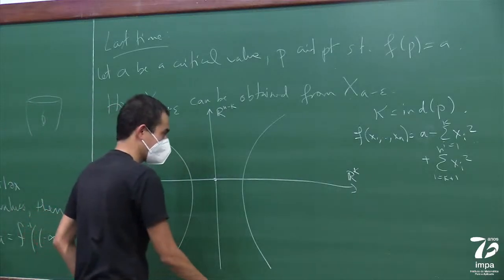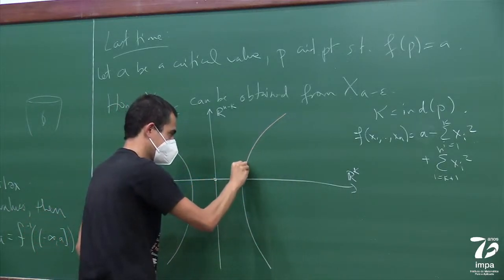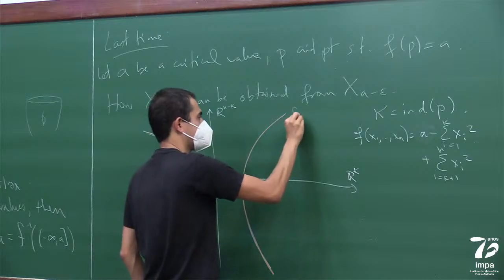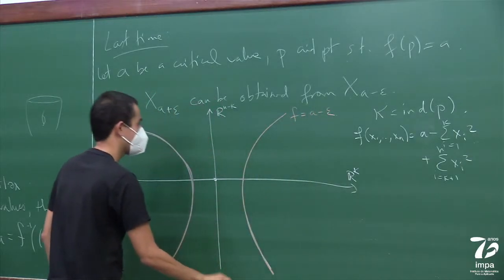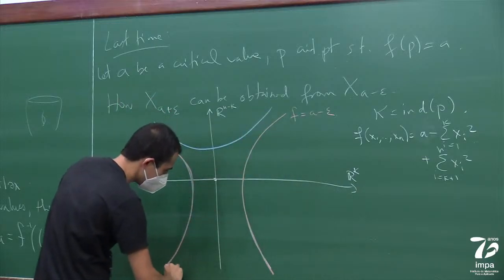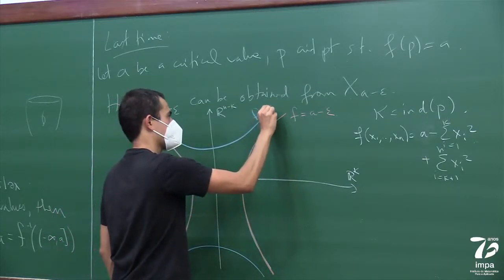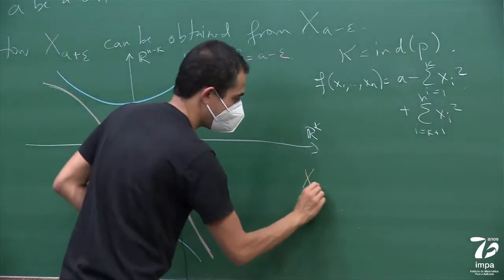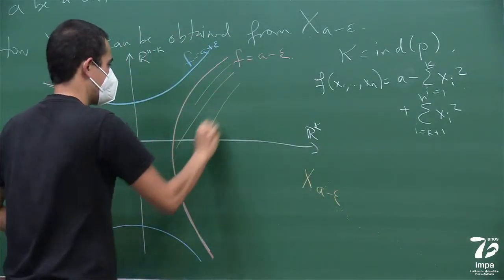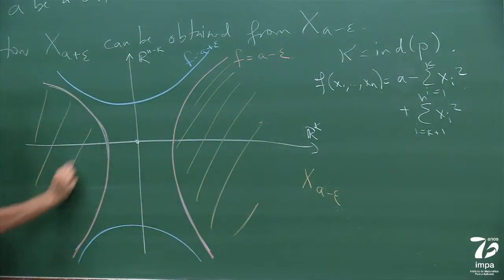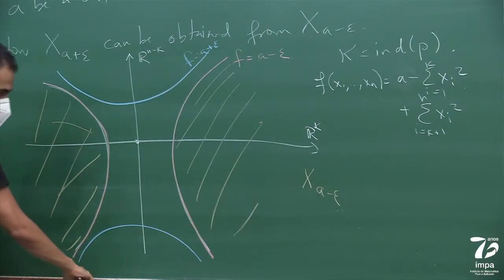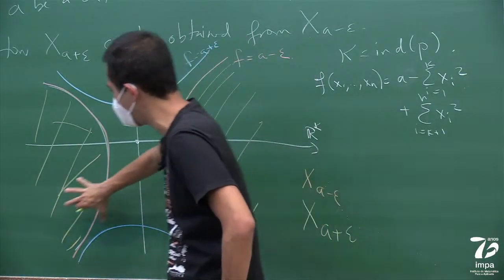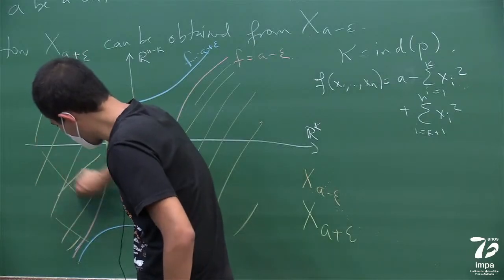So this would be this line. Maybe I should draw with colors. This is the level set A minus epsilon. And then we have a level set A plus epsilon. And basically, X_{A-epsilon} is going to be this part in here. And X_{A+epsilon}, of course, contains this part and everything in between. So it's this part here.